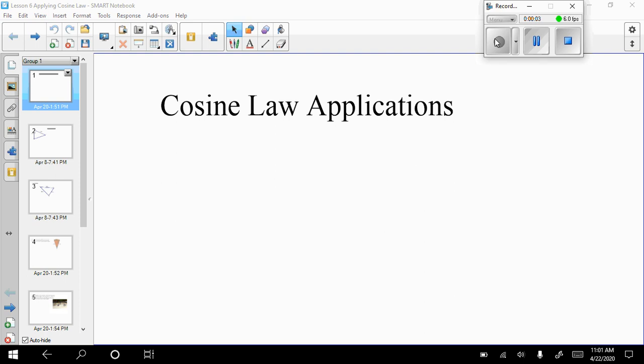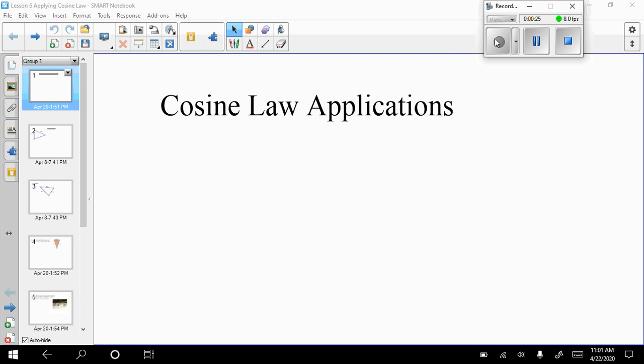Hi everyone. So this lesson is going to be how to apply the cosine law to solve for missing sides or angles in triangles. And I just wanted to review one thing, and that is that there are two specific instances where you should choose to use the cosine law versus the sine law.